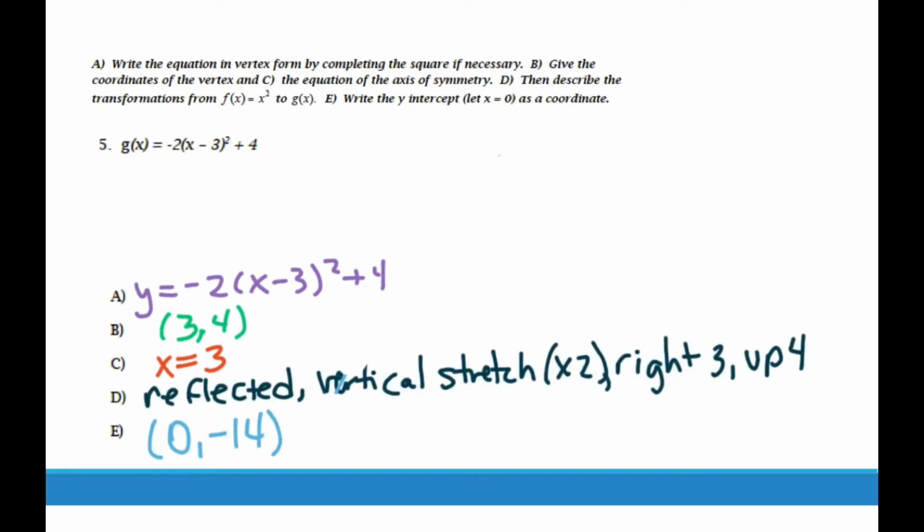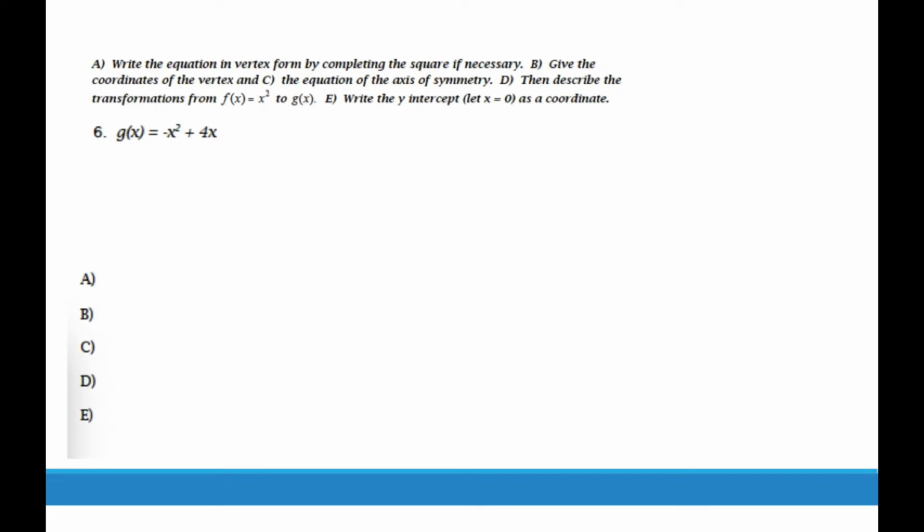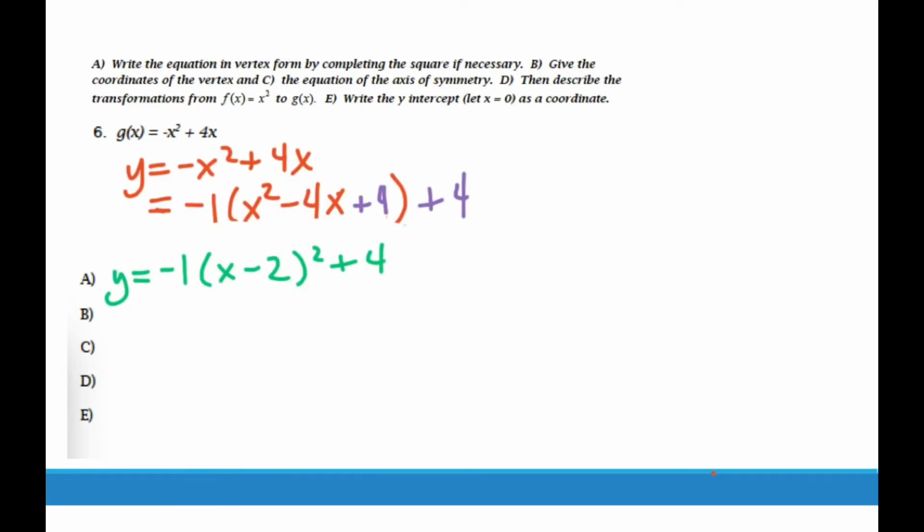Okay, now going on to number 6. If you want to pause the video and see if you can do this, and then turn it back on and see if you were right. Okay, the first thing we're going to do is rewrite that in vertex form, so we will have to complete the square.